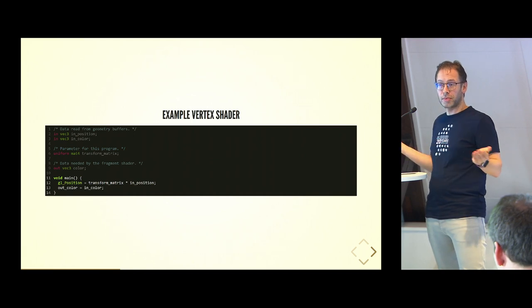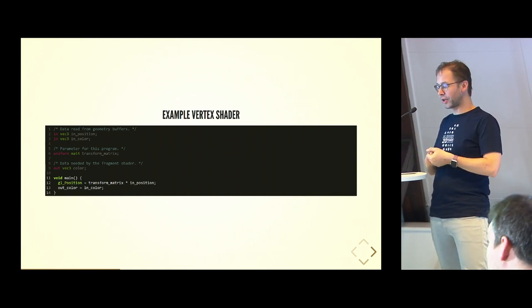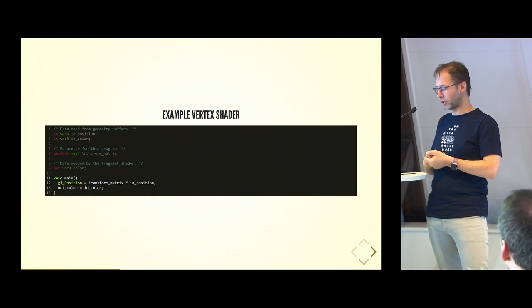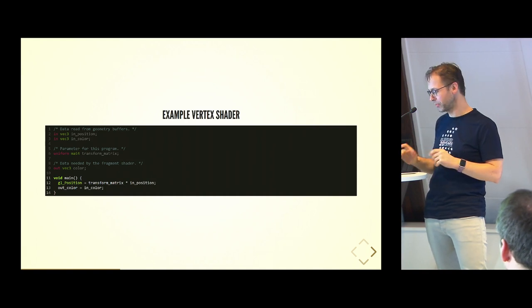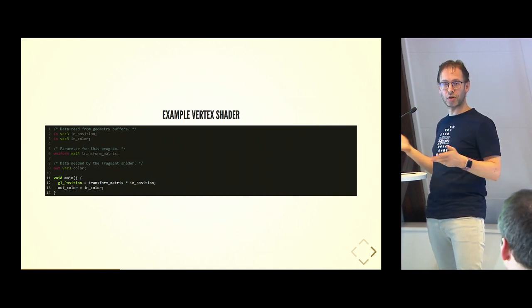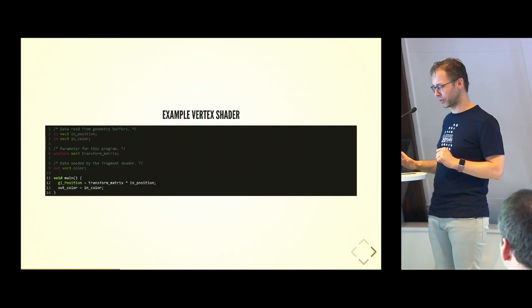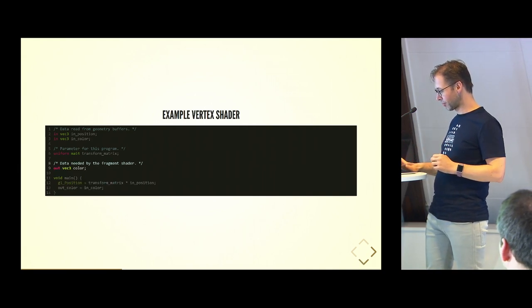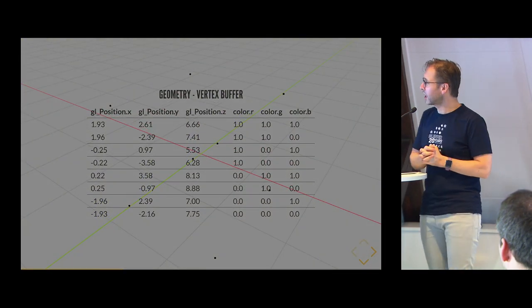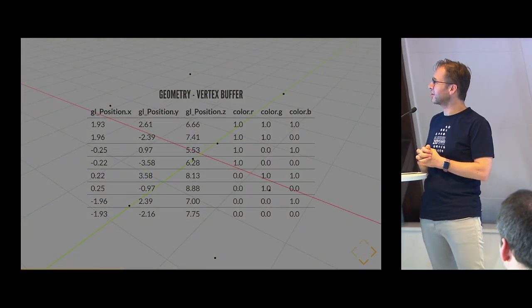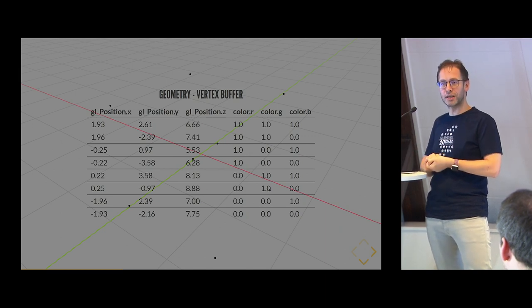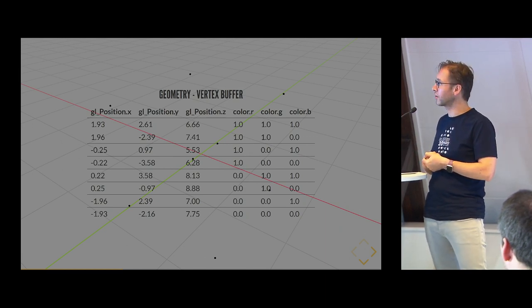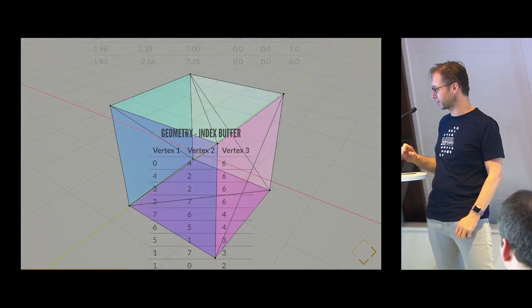Then we can multiply the matrix with the in position and store that in the GL position, which will be given to the rest of the shader program. And we copy the in color to the out color, so we pass that also along. So we now have 8 dots on the screen, and we have the actual coordinates on the screen, and the colors that we also had in the input vertex buffer.